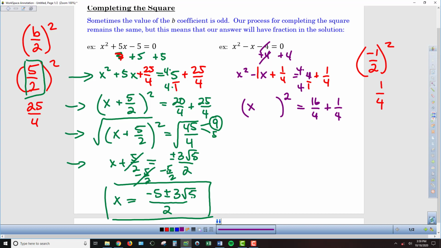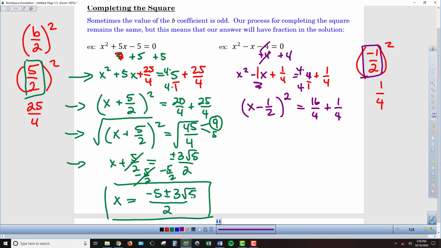I'm going to have x. I know it's going to factor into the same thing twice. That's because of how we came up with the number we added to both sides. And then it's going to be half of the b number before I square it. So half of -1 is -1/2. And we can see that right here as well. So it's going to be -1/2.